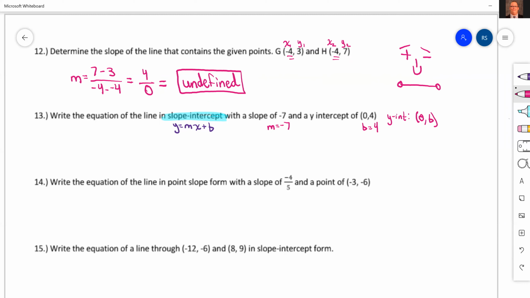We've got our m, we've got our b. Let's just write our equation. Y equals -7x plus 4. That's it. We're done with that one.